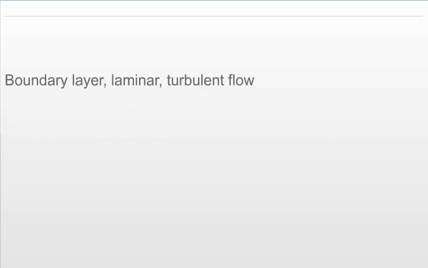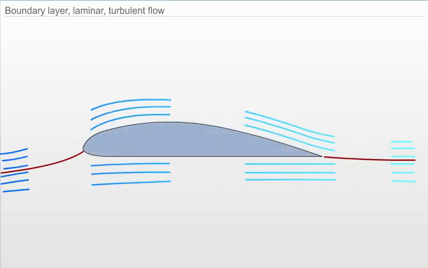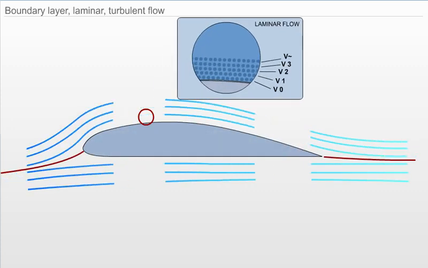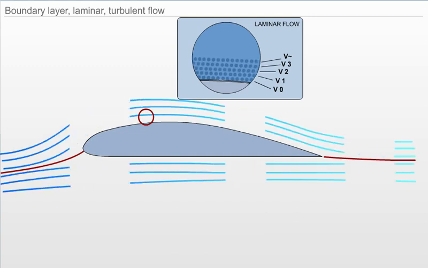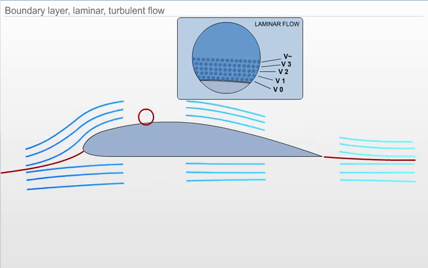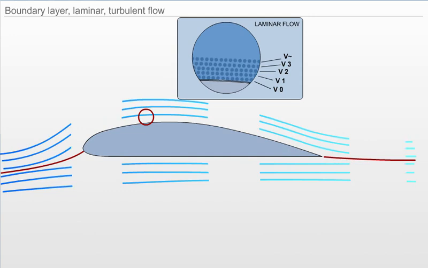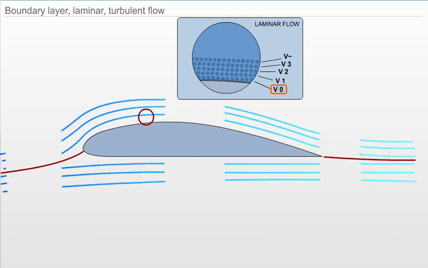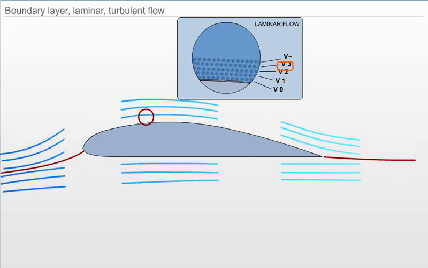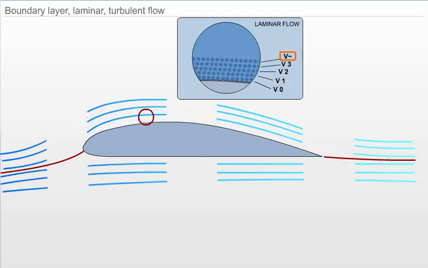Boundary layer. As previously discussed, the boundary layer is a thin layer next to the surface of an object in which the velocity of the air particles increases from 0, the no-slip boundary condition, to the full value of the free-flowing air.